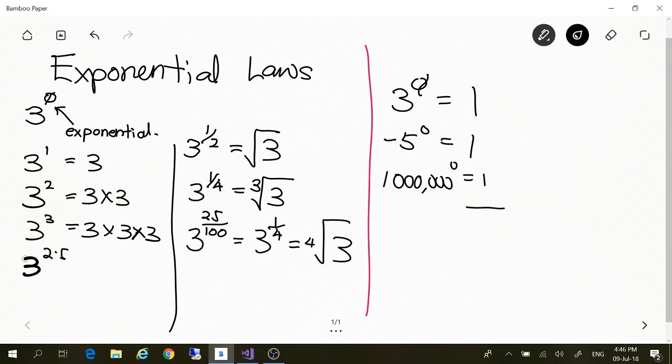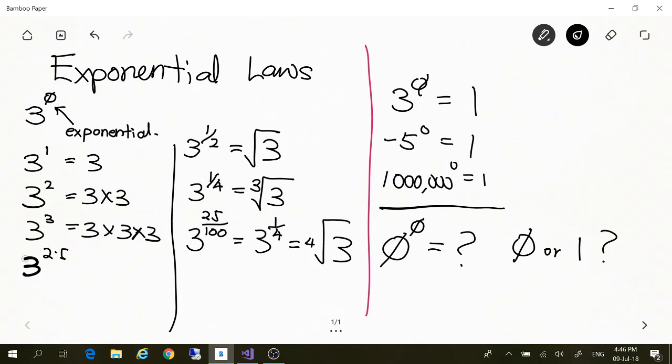Now, just for a take, what is 0 to the power of 0? This is for you to find out. Is it 0 or is it 1? 0 or 1? We will answer this in the questions in your working. All right, so let's go on to the next one under the exponential law.